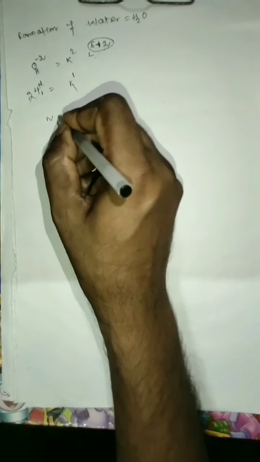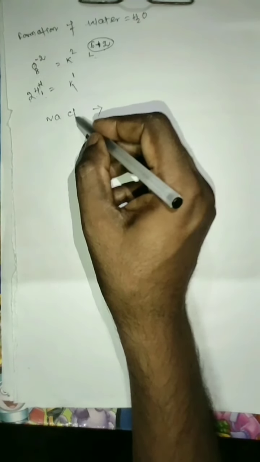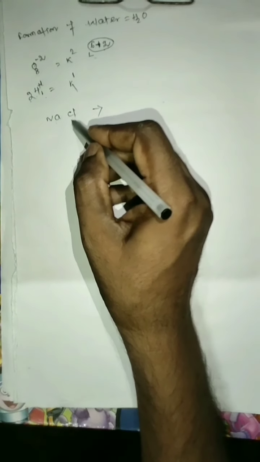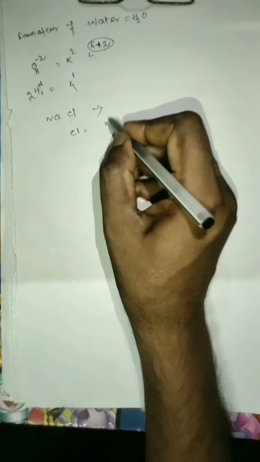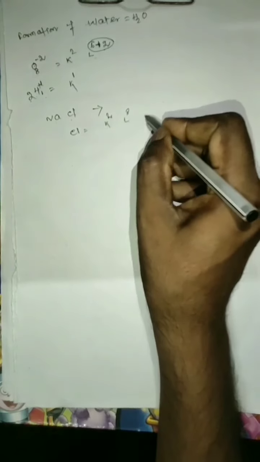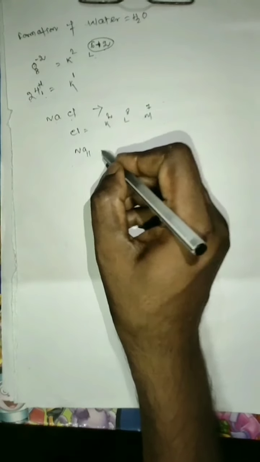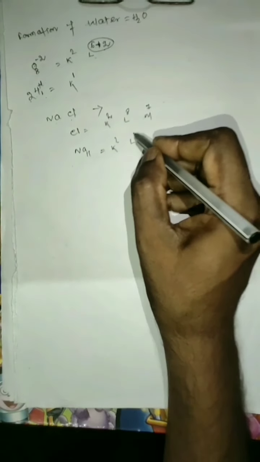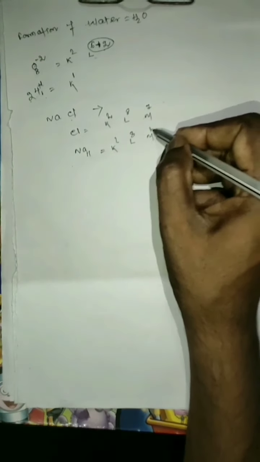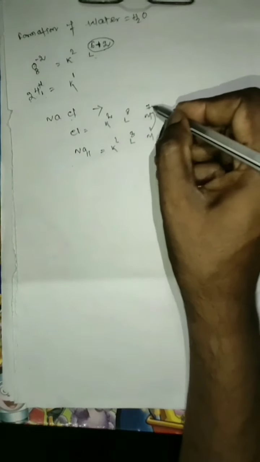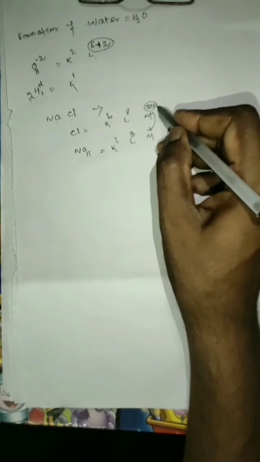Same thing, formation of sodium chloride. How to determine the valence of sodium and the valence of chlorine? I had already told you the valence of chlorine. So this chlorine, how many electrons? K shell containing 2, L shell containing 8, M shell containing 7. In case of sodium, 11 electrons, K shell containing 2, L shell containing 8, M shell containing 1. So this 1 electron is donated, this will accept, this will be plus 1, this will be minus 1, this became 8 in the valence shell.